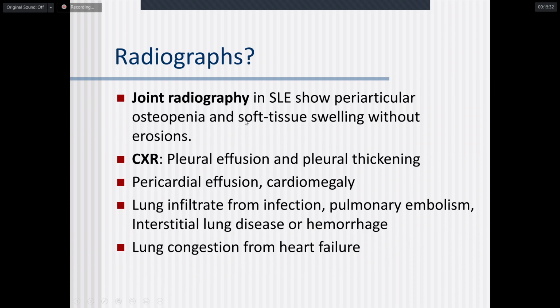Radiographs, some of the photos that we already saw. In the joints, periarticular osteopenia and soft tissue swelling. On chest X-ray they may have pleural effusion. In the joints they don't have erosions. They may have pericardial effusion, lung infiltrates, pulmonary embolism possibly seen on CT angiogram, interstitial lung disease or hemorrhage, and lung congestion from heart failure.